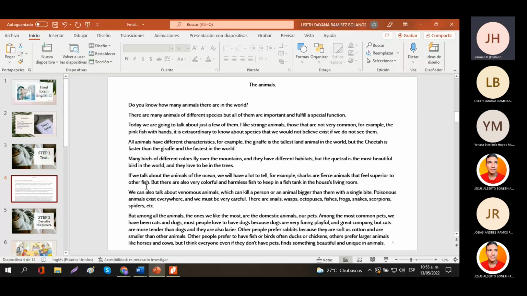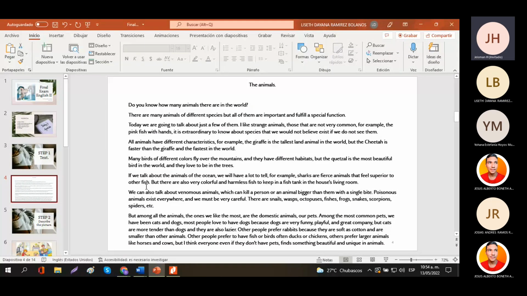venomous animals, which can kill a person or an animal bigger than them with a single bite. Poisonous animals exist everywhere, and we must be very careful. There are snails, wasps, octopus, fishes, frogs, snakes, scorpions, spiders, etc.